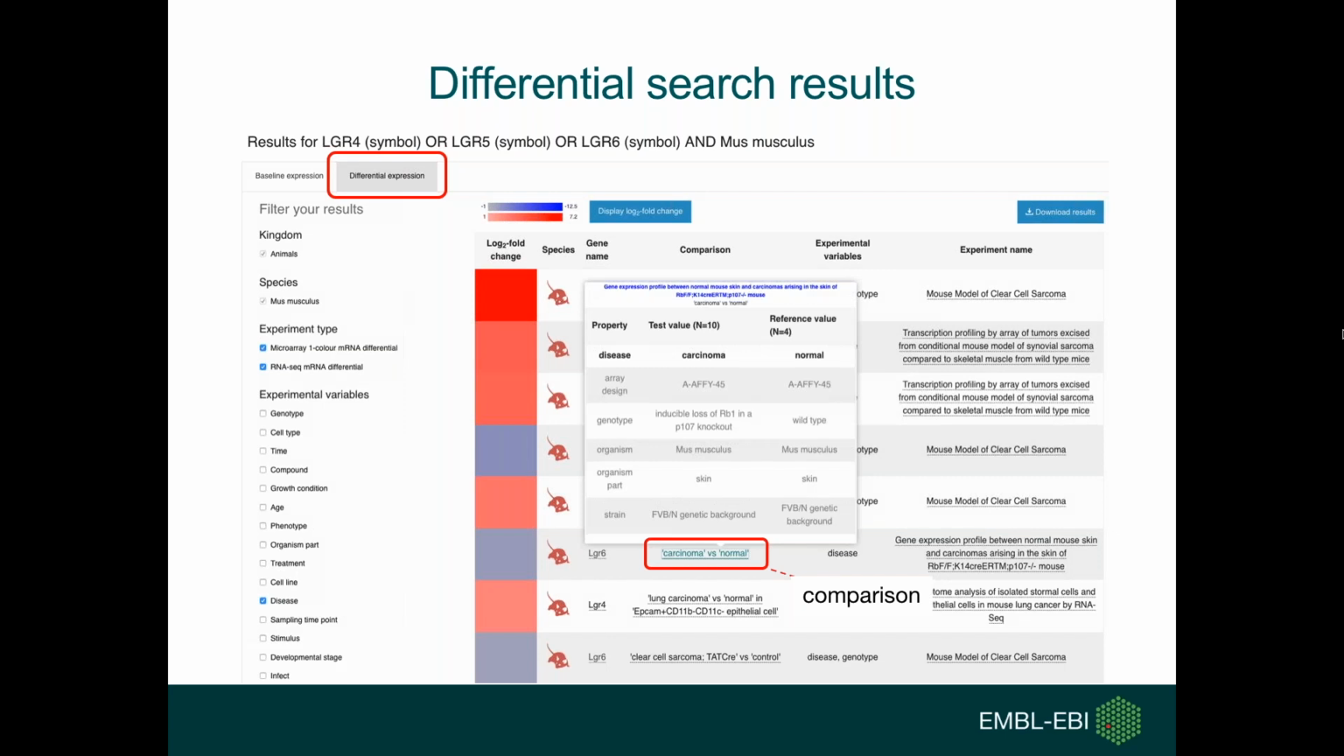Each row in this table represents a comparison. This is a comparison of two experimental groups in a given experiment. So for example, here one comparison is called carcinoma versus normal. And when you hover over the comparison name with your mouse, you see a lot more information about the two sample groups that have been compared. For example, here you can see that the test group contained 10 samples, while the control group only had 4. You can see what was the genotype of the mice and which tissue was analyzed at all. In this case, it was skin.